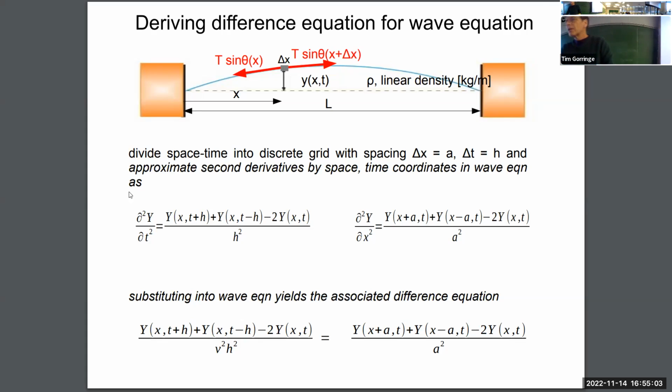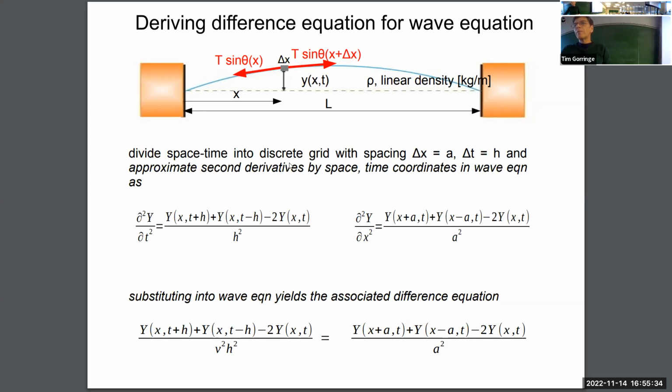And to do that, we need to introduce the size of the steps in space and the size of the steps in time. And so I'm going to use this notation that we used from the last class, and I think we used some of it from the first class on partial differential equations. So my steps in space are going to be, the spacing in space is going to be A, the steps in time, the spacing in time is going to be H.